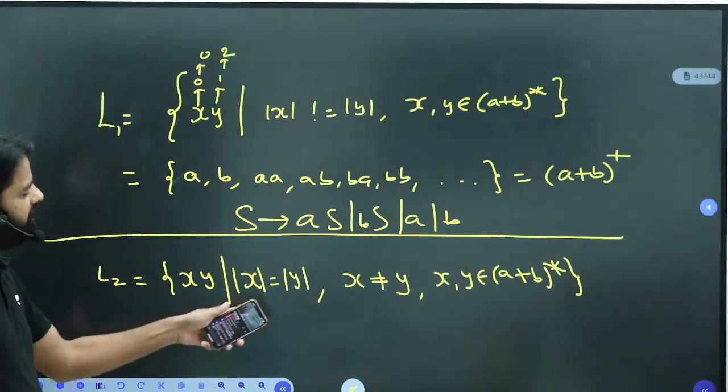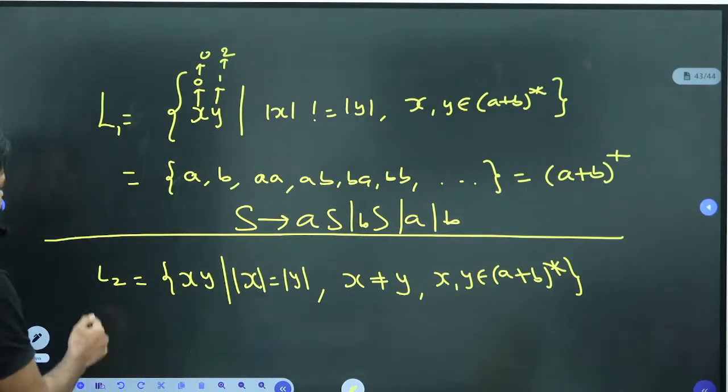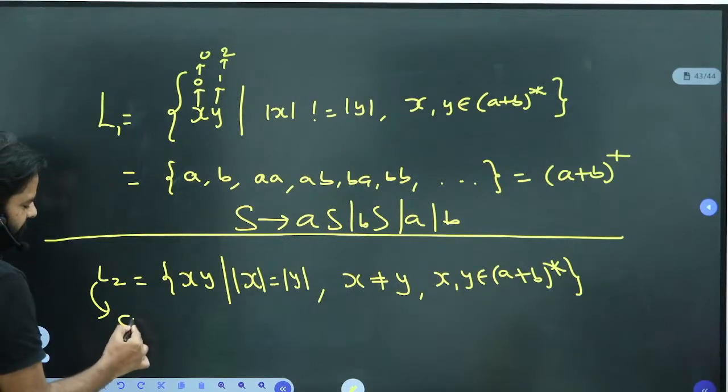This was already discussed yesterday. Look at the last class grammar.